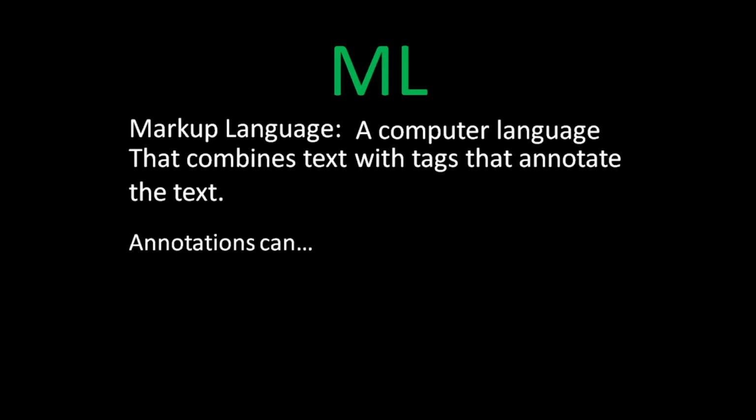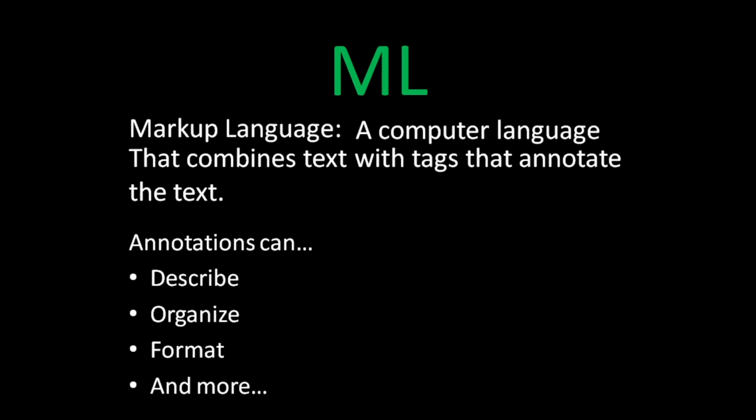An annotation can describe the HTML document, organize the content of the document, format text within the document, and much more. For example, we can use these annotations to determine what text is hypertext and how the links to this hypertext will work. Let's take a look at an example to see how tags can be used to annotate text and how these annotations can work.